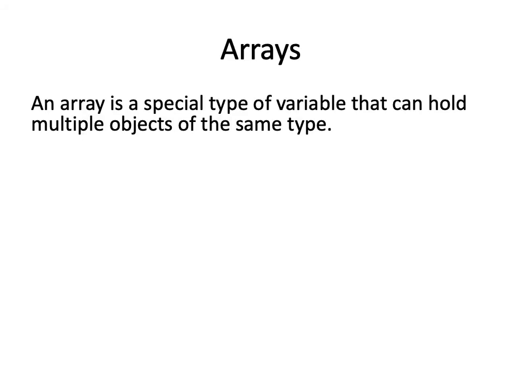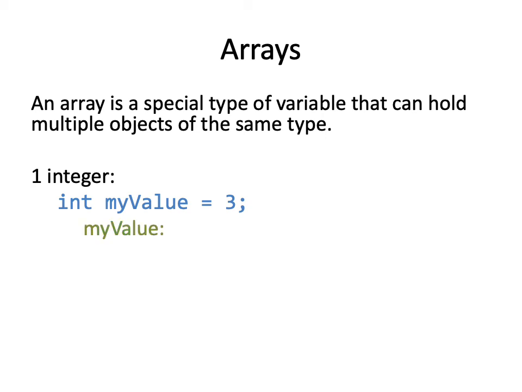What is an array? An array is a special type of variable that can hold multiple objects of the same type. In some ways, you can think of it as a whole bunch of variables in one, but with some restrictions. If we want to declare just a single integer, a normal regular integer, we can declare it like this: int myValue = 3. So we're declaring it and initializing it. If we do that, then there's a variable called myValue, that's its name. It has a type of integer, and so here's an integer sized box, I guess, with a value 3 inside of it. So that's one variable.